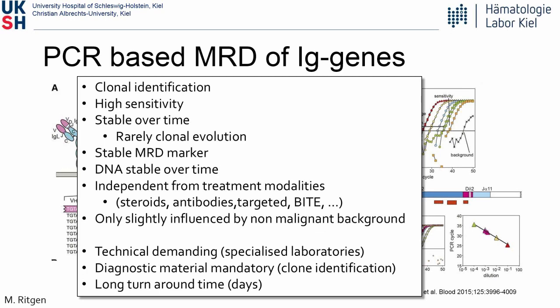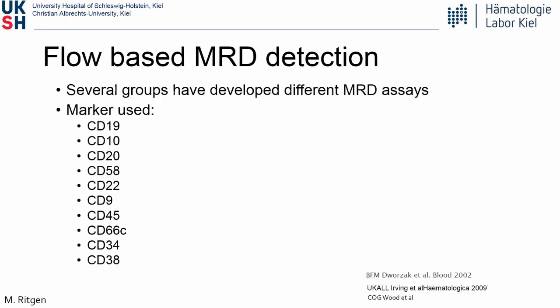Flow-based MRD detection is different from that. It's not as standardized, I would say. There are several groups around the world who are working on this. If you look through all the assays which are published, I show here some markers which most of the groups share. There are mostly B-cell markers at different expression levels, and some aberrant markers, maybe myeloid markers, which might be co-expressed on the leukemic clone.